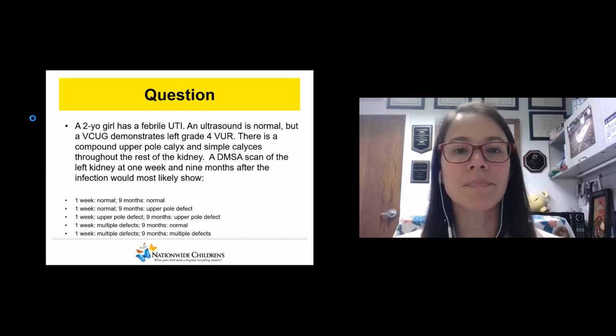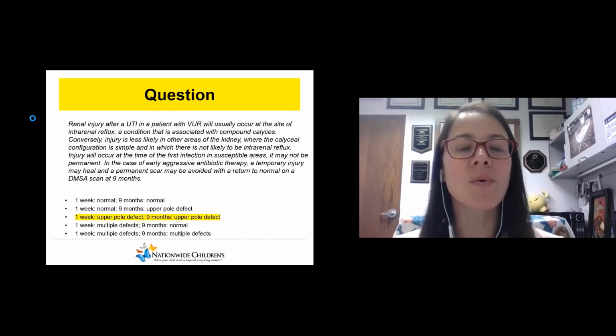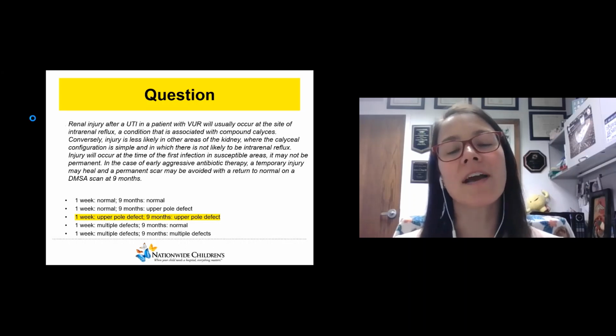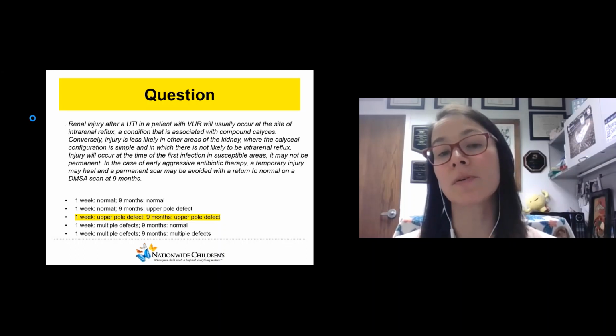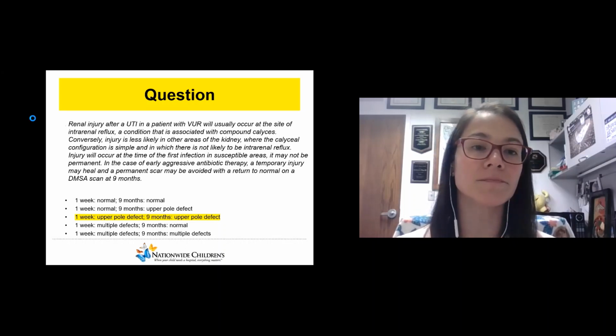So it was a little bit mixed, but it's actually the third answer. The reason that she's going to have an actual upper pole defect at the time of the infection is because she has that compound calyx. And so she's more at risk for that area to be where she's going to get pyelonephritis. So that will lead to a defect even at the time of her having the infection. And then it's also going to be the location of the scar. So then you'll see the defect on a delayed DMSA.